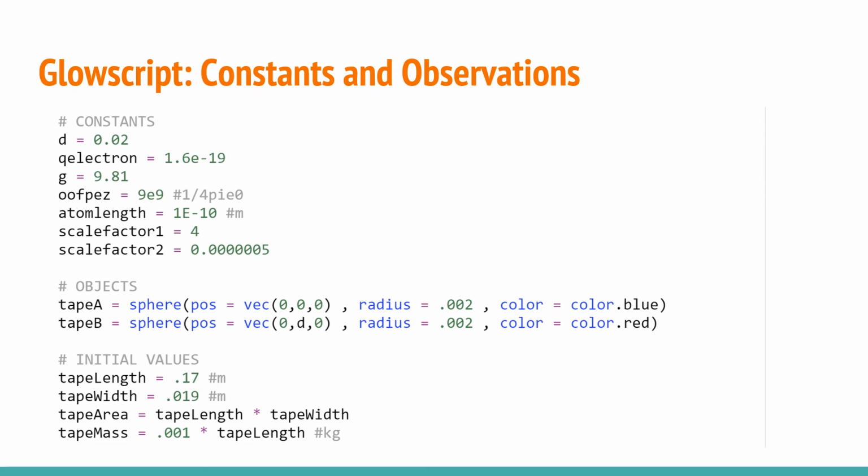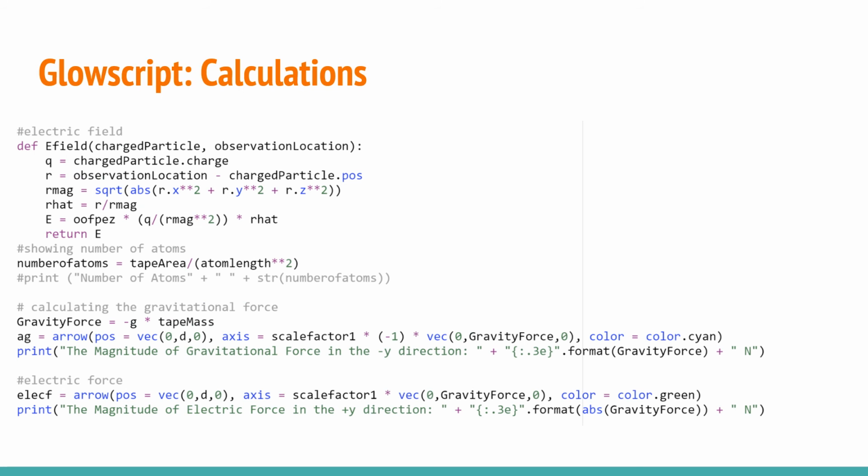Now we move on to the GlowScript computational model. I plugged in the constants and the observations made in the previous slides to define the variables needed for calculations. I also used the origin to determine the observation location for tape A and the distance found between the two in the experiment as the y portion of the vector for tape B. This moves us on to the calculations needed.